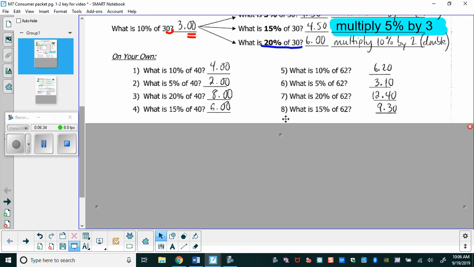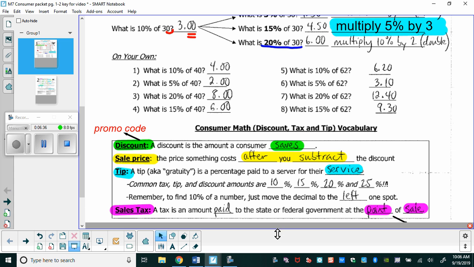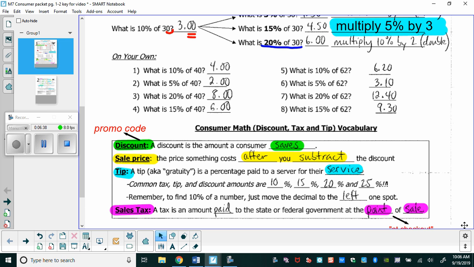And now let's define some of the stuff that we're going to be exploring. All right? So down below, we've got some vocab that you're going to be exploring in this unit. And we're going to be applying all those rational number skills where you know how to take a percent and make it a decimal. We're going to be taking these skills and applying it to calculating discounts and sale prices, tip, which is gratuity when you see it on a menu, and sales tax.